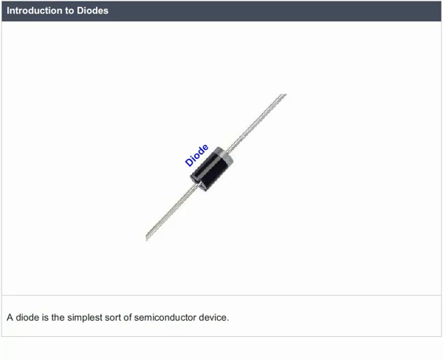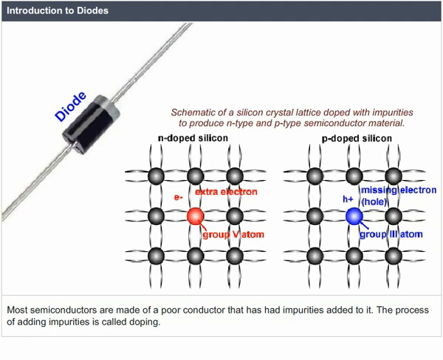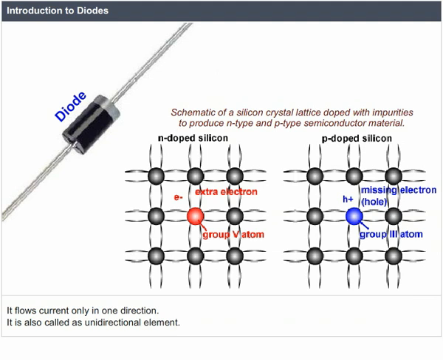Introduction to diodes. A diode is the simplest sort of semiconductor device. A semiconductor is a material with a varying ability to conduct electrical current. Most semiconductors are made of a poor conductor that has had impurities added to it. The process of adding impurities is called doping. It flows current only in one direction. It is also called a unidirectional element.